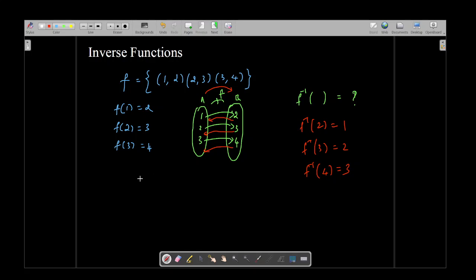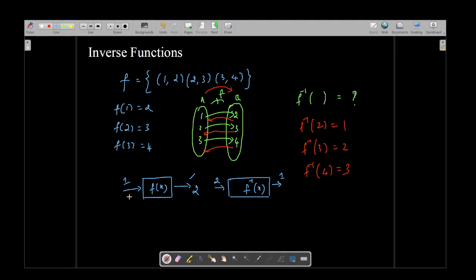If my function is a box like this, and I give 1 as the input and it produces output 2, this is my direct function f of x. The inverse function should work exactly in the reverse way. If I give the output of this function, 2, as the input for this function, then it should throw me out 1.